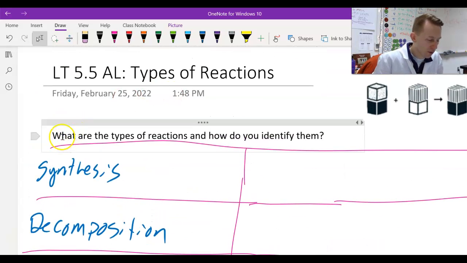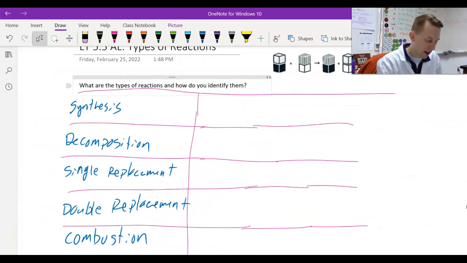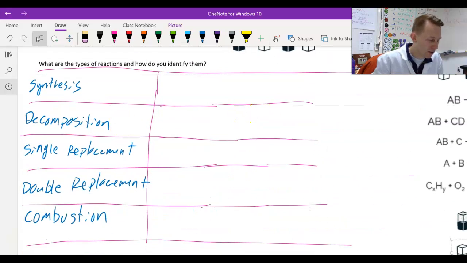So the essential question for this video is, what are the types of reactions and how do you identify them? Sounds pretty good. So I've got the five different types of reactions here: synthesis, decomposition, single replacement, double replacement, and combustion listed here. We're going to fill in examples of particle diagrams and generic equations over here. So go ahead and pause the video right now and get this structure set up in your notes, and that way you're going to be able to follow along just a little bit easier. So I'll wait for a couple seconds and then we're going to get going.